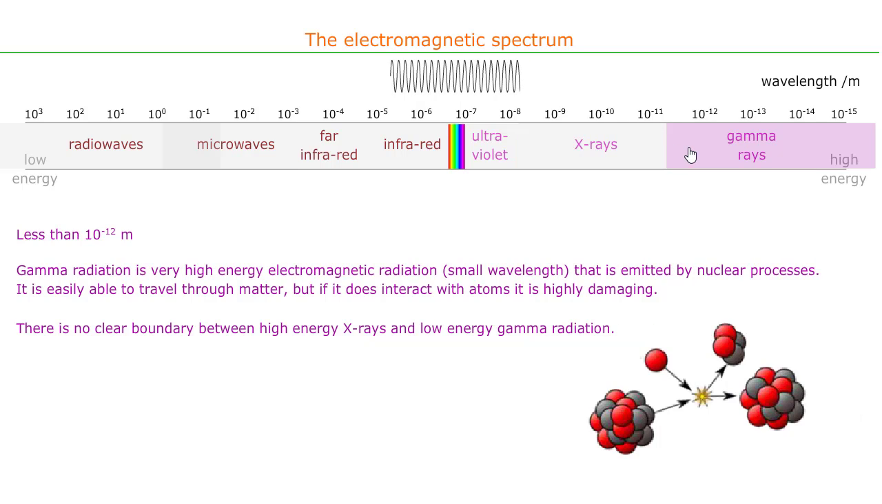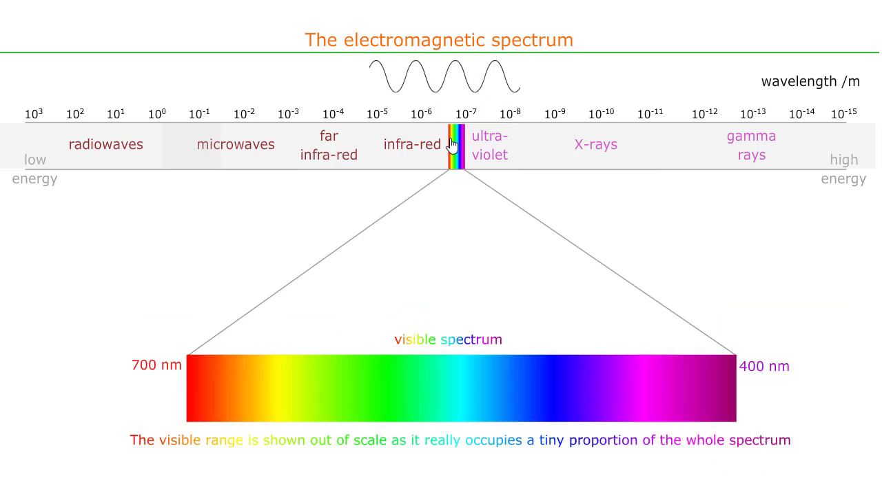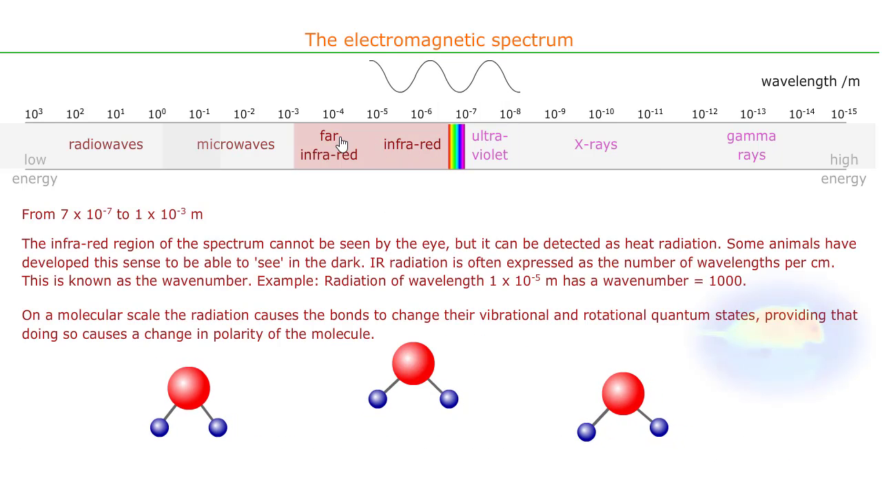Still smaller, shorter wavelength, we have gamma rays, which are even more penetrating and even more dangerous because of the amount of energy they carry. So that then covers the electromagnetic spectrum. Beyond gamma rays we get cosmic rays, which are even shorter wavelength and come from outer space. As I said, when we increase the wavelength, we decrease the energy, and we decrease the frequency.